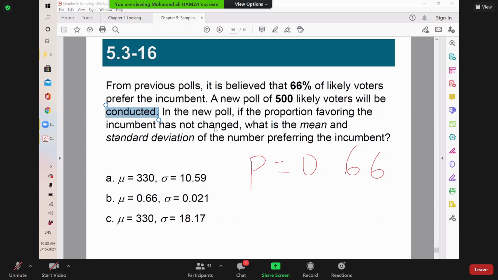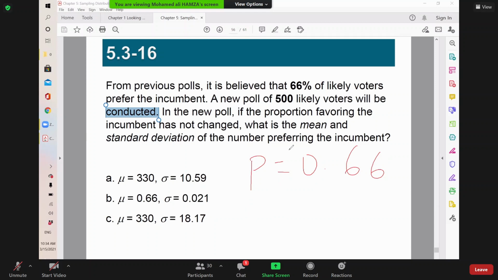Here we have a new sample containing 500. A new poll of 500 likely voters will be conducted. In the new poll, if the proportion has not changed, what is the mean and the standard deviation of the number preferring this incumbent, meaning the old candidate or something like that? What about the mean and what about sigma?